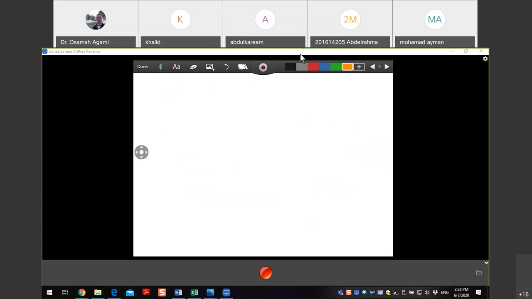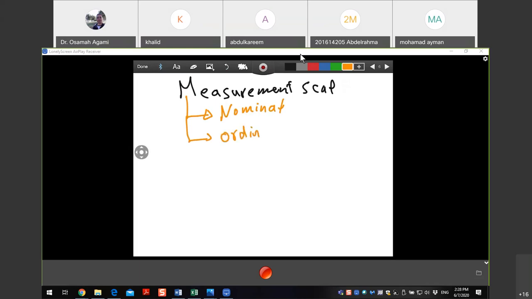So I finish the type of data. Okay. Now I go for measurement scale. Again, as I said, the measurement scale, the first one is nominal. The second one is ordinal. Okay. This is for what? Can anyone let me know? This is for which type of data? Qualitative. Excellent. For qualitative. Now I'll go for the measurement. First of all, I call it interval.